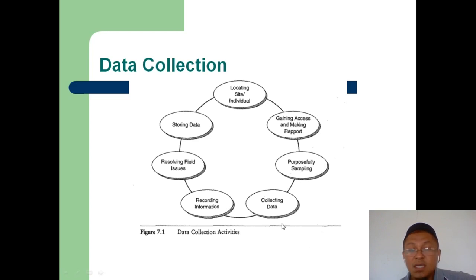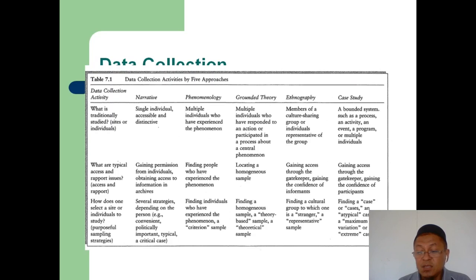And then normally for any qualitative research, you will be using purposive sampling, and then you collect data using a combination of the three techniques. Then you record the data that you collect, analyze the data, resolve field issues, meaning any issues arising from your data collection, and store the data in an appropriate format for you to analyze later on.